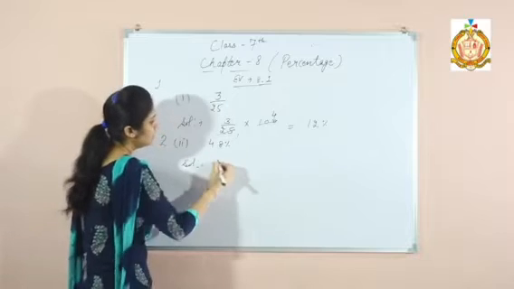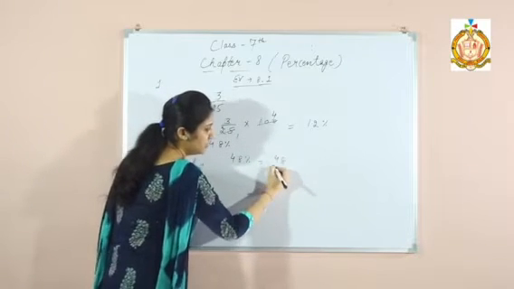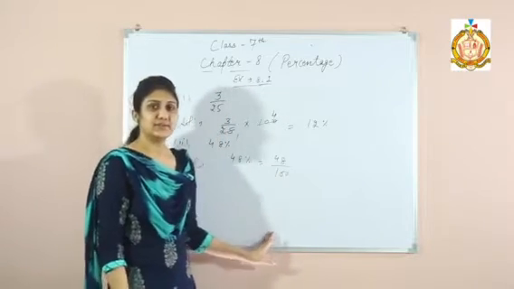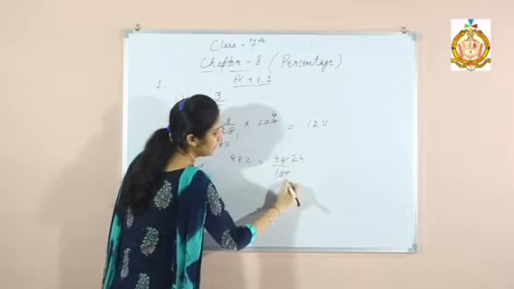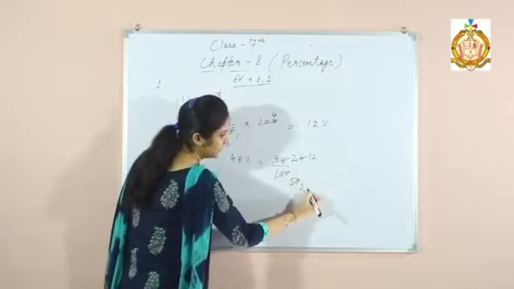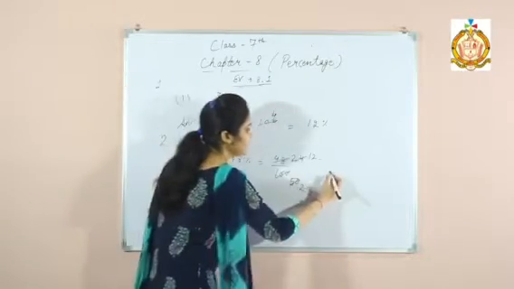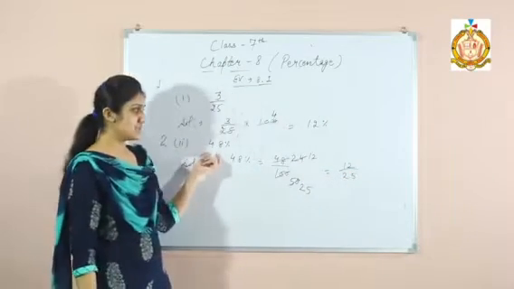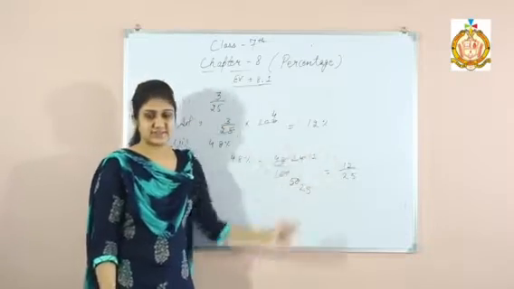Solution. We can write 48% as 48 upon 100. Now just cancel out the terms and you will get the answer. On the table of 2, here you will get 24, here 50. Again on the table of 2, 12 upon 25. Further cutting is not possible. So our answer is 12 upon 25. So here we have converted percentage into fraction and in the first part we have converted fraction into percentage.